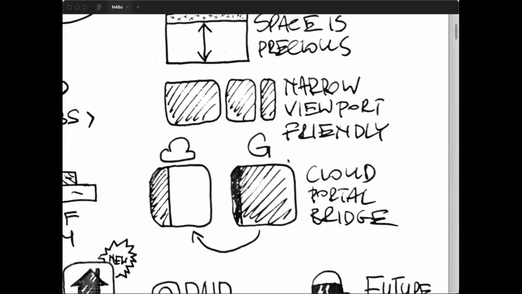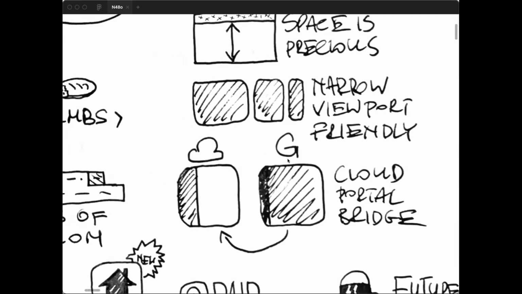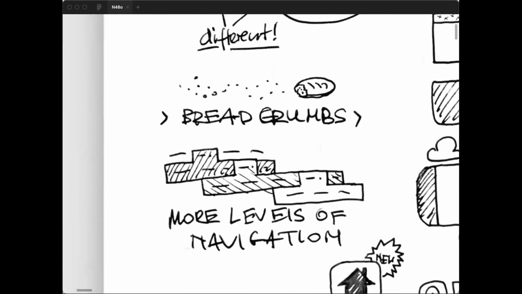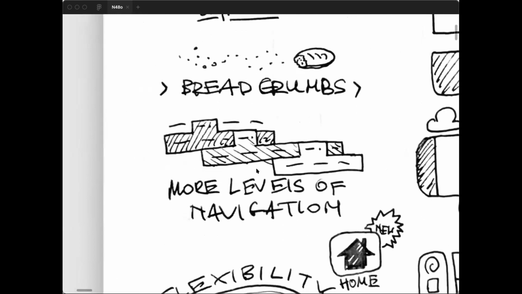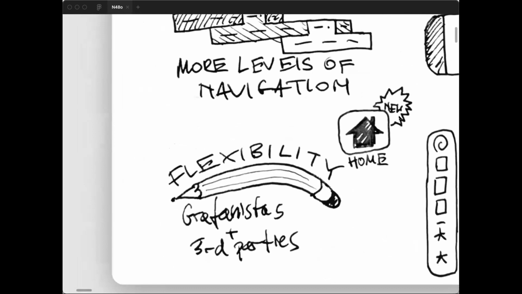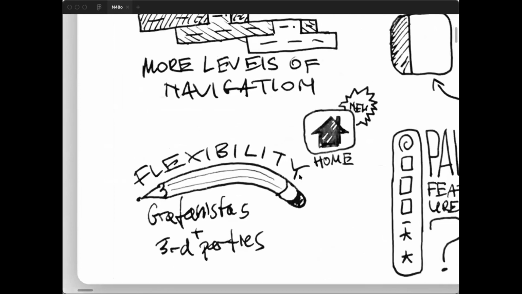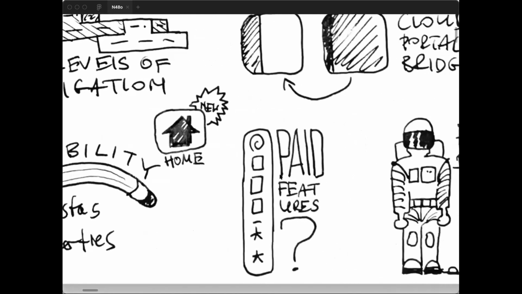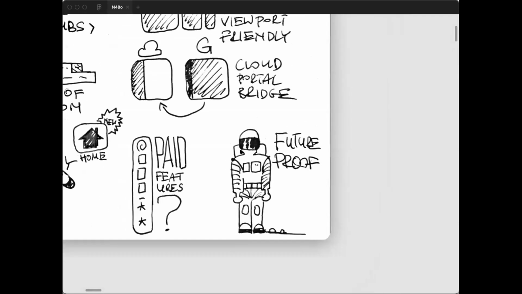It should make a bridge to the cloud portal, which is more and more important. We are lacking breadcrumbs currently, so introducing breadcrumbs and more levels of navigation, maybe not in that specific form, definitely. And last but not least, probably we'll need a new homepage or a template for a homepage. Give more flexibility to us and to third-party developers. Maybe think about paid features that might be part of that new navigation concept, and definitely be future-proof.